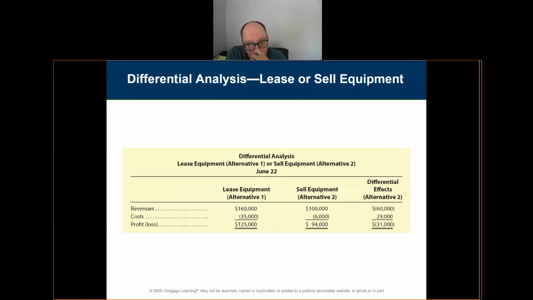So, Ms. Smalls, which of these two alternatives would you do if you were the business owner in this situation?